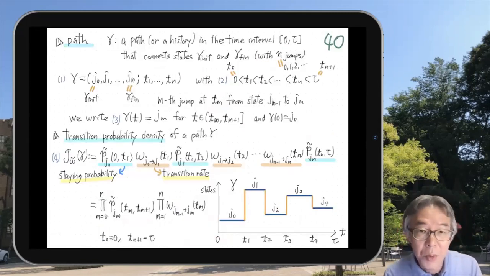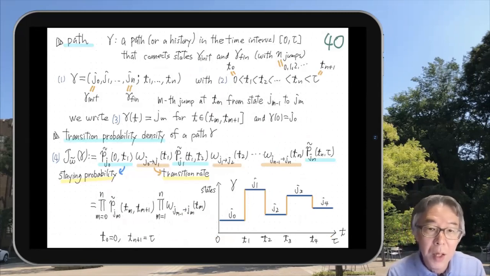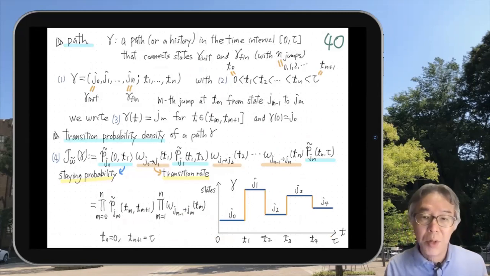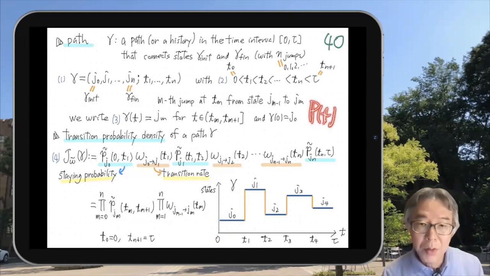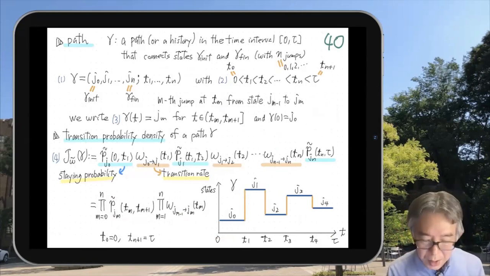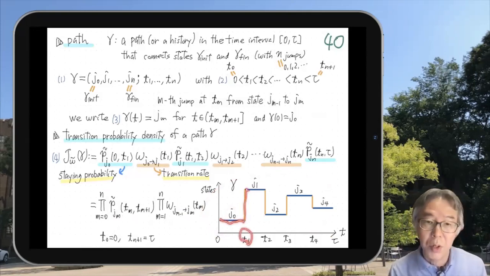Now I discuss the important notion of a path. Suppose that you run a Markov jump process. Then, of course, you do not immediately get p of t, right? What you will get, or what you will see, is a history which looks like this. The system, for example, starts with some state j0, and at some time it jumps to j1, and at some time it jumps to j2, and so on. There are 4 jumps in this case, and you end up at state j4. And this is the end, the final time.